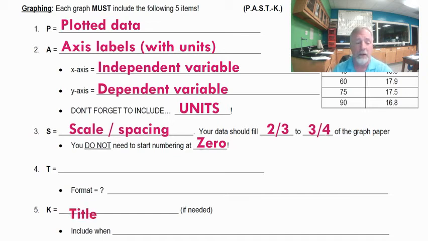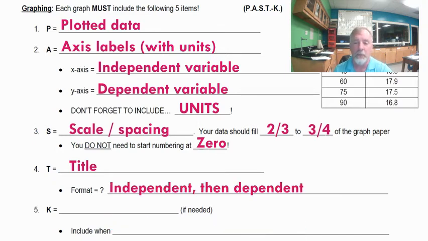All right, T, title. Hopefully that makes enough sense. Every graph should have a title. How do we want to format our title? List your independent variable and then your dependent variable. So if I would look at the example number 2, that data table at the top, I might say time impacts on mass. Right?